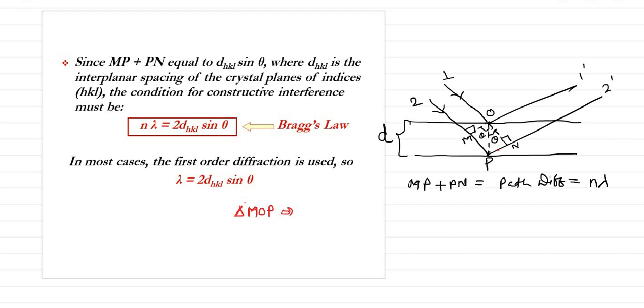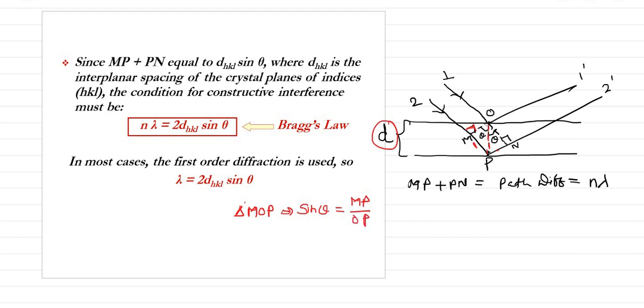Now this is the 90-degree angle, and the side which is in front of the 90 degrees will be the hypotenuse. OP is the hypotenuse, and that is D. OP is D. So let us use the definition of sine theta. With respect to this theta, sin theta is the opposite side, this MP, divided by the hypotenuse. Since this is the 90-degree angle, the side in front of it, OP, is the hypotenuse.